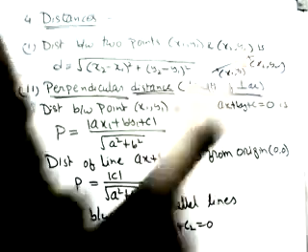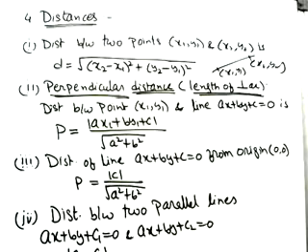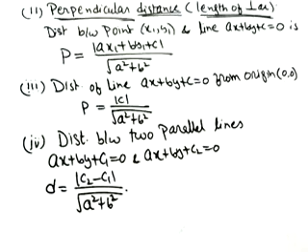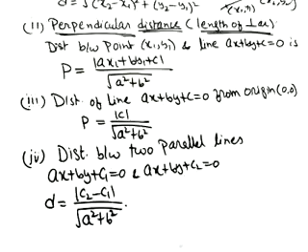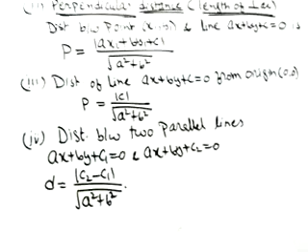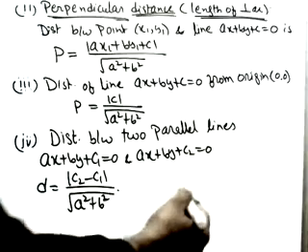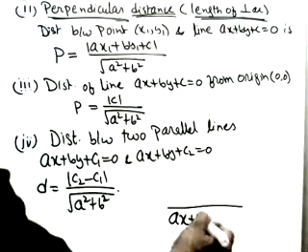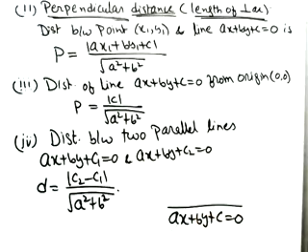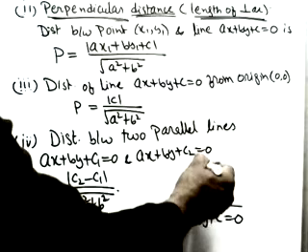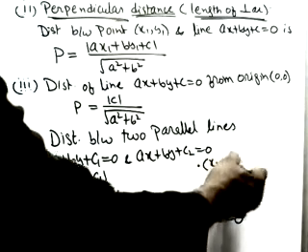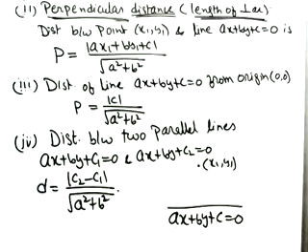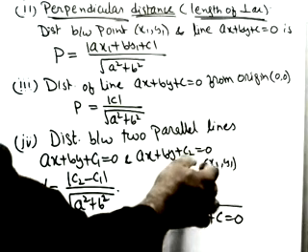Suppose we have 2 points and we have to find the distance. Then the distance formula is d equals under root of x2 minus x1 whole square plus y2 minus y1 whole square. The next one: suppose we have to find the distance between a point and a line. Watch carefully. We have a line, denoted by ax plus by plus c equals 0, and a point x1 comma y1. Now we have to find the distance between the point and the line.